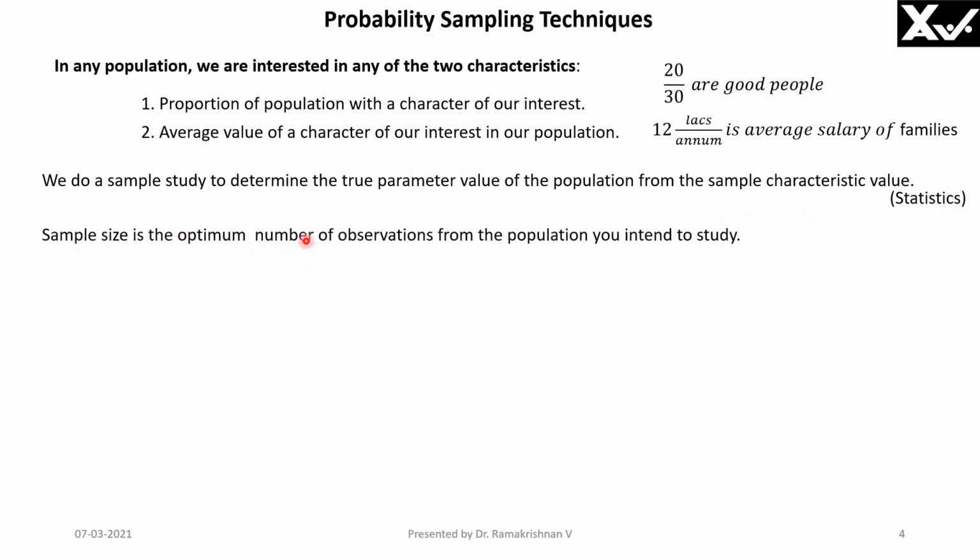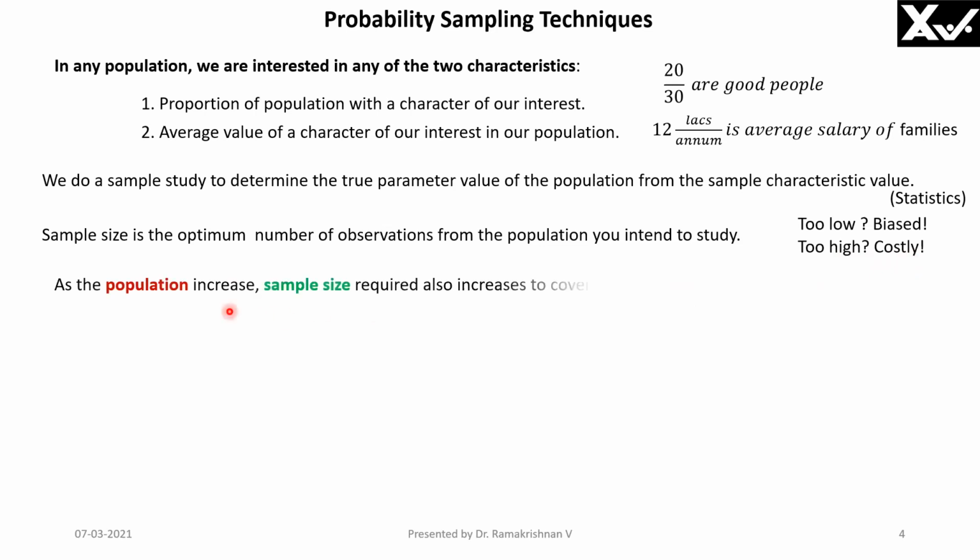Sample size is the optimum number of observations from the population you intend to study. Why should it be optimum? If it is too low, it will be biased. If it is too high, it will be time consuming and costly. As the population increases, the sample size required also increases to cover the entire range. For example, you see this is the population, and the dark green arrow is the sample size. Suppose the population is large, then the sample size also is large here.